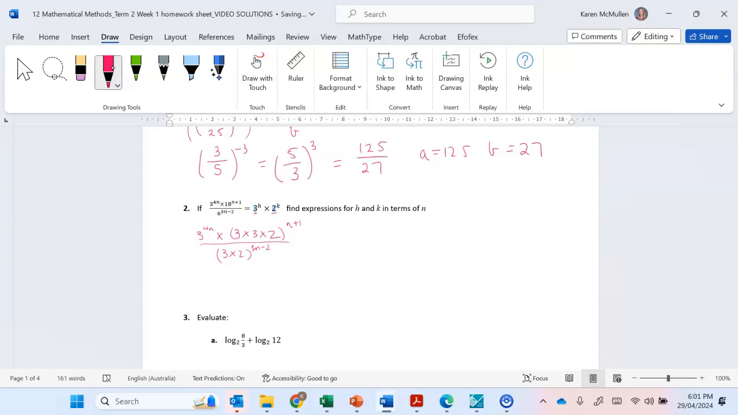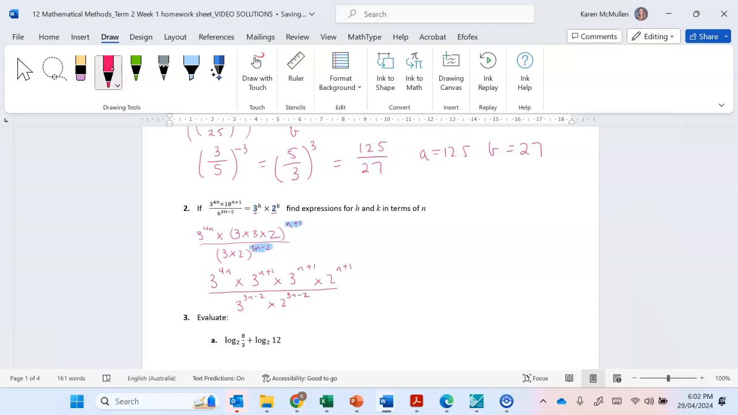Now when I expand everything, this power here, the n plus 1, is actually to the power of the 3, the 3 and the 2, and then this 3n minus 2 is to the power of 3 and this 2. So I'm just going to go and expand everything. So 3 to the power of 4n times 3 to the power of n plus 1 times 3 to the power of n plus 1 times 2 to the power of n plus 1, and then on the bottom we're going to have 3 to the power of 3n minus 2 times 2 to the power of 3n minus 2.